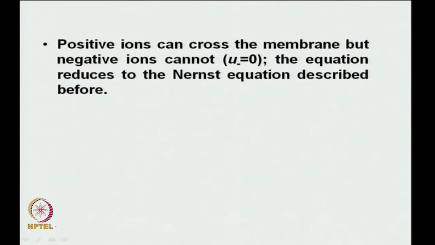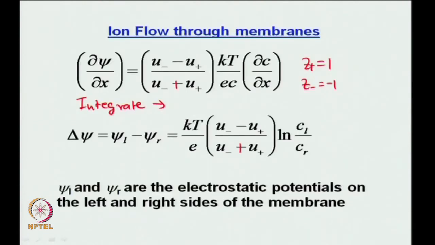This is how it helps you. Suppose you take a case where positive ions can cross the membrane, but negative ions cannot. That means the mobility of the negative ion can be taken to be 0. The moment that happens, u minus would drop out. If u minus drops out, you are left with minus kT over e ln C L over C R. What is that? That is your Nernst equation. That is what you just got, is it not?